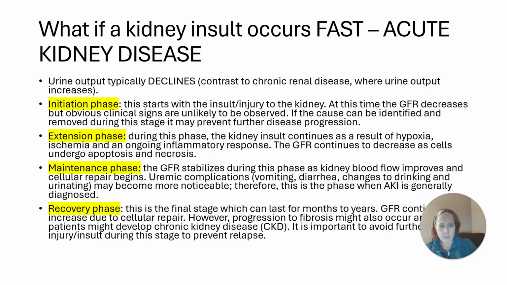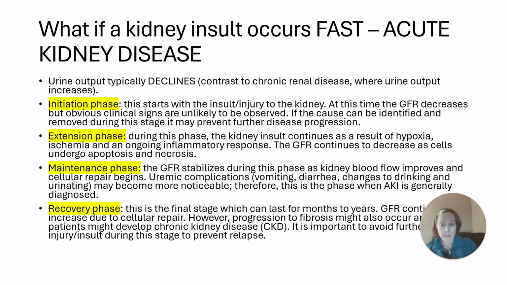There's also the extension phase where the kidney insult continues. And as a result of chronic hypoxia, remember how needy those kidneys are as far as their oxygen demands. They require about 25% of the blood flow to be happy. Glomerular filtration rate continues to tank, and the cells of the kidney, the glomerulus, and particularly the kidney tubules, start to go through apoptosis and necrosis, so programmed cell death, and they start to die.